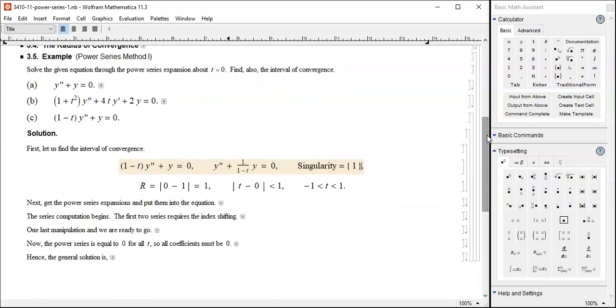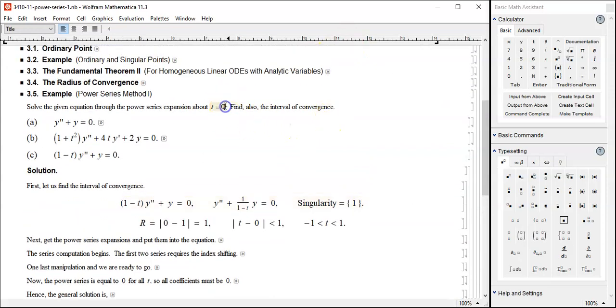Here we go. Divide by the leading coefficient, and we have denominators, so the singularity is 1. And we are expanding from t equal to 0. So the distance from the center point 0 to the singularity 1 is 1. So the radius of convergence is 1. Consequently, we have this interval of convergence. Okay, all right.